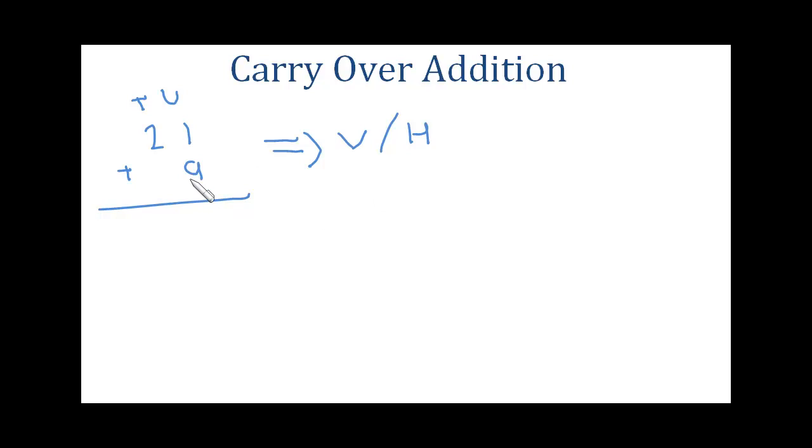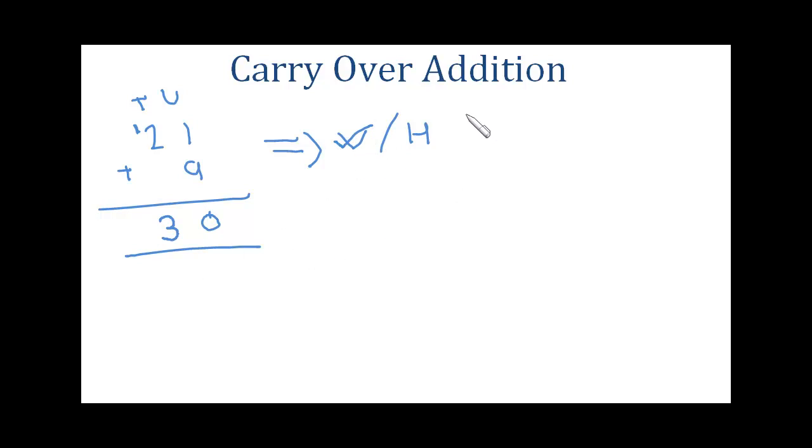So first we'll add the units. So 9 plus 1 is 10. That's 0 over here and 1 over here. So this is 30. So the answer is 30. Now which way is this? Because it's going from top to bottom, it is the vertical way, right?